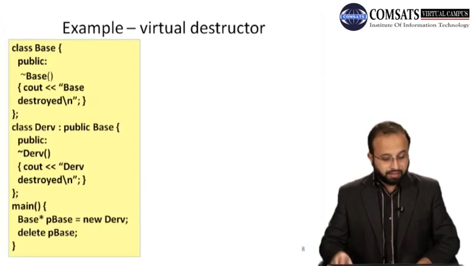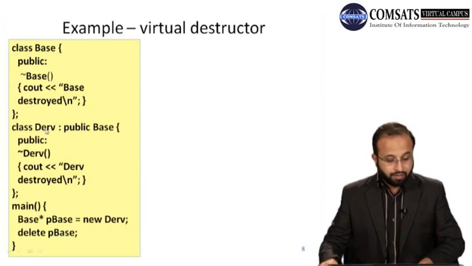So we have a base class, and we create a derived class derv that is publicly inherited from the base class. In the base class we have a destructor with just one statement, that is base destroyed. Then in the derv class we have a public destructor that says derv destroyed. So on this we have to check which destructor will be called.